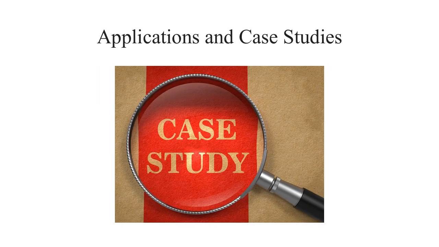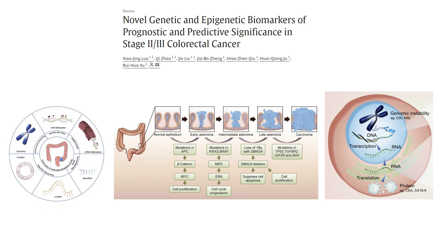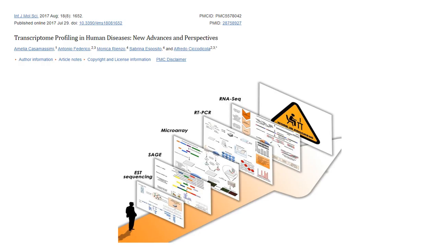Applications and case studies. Cancer epigenomics. Epigenomic studies have revealed that changes in DNA methylation and histone modifications are key drivers of cancer development. Bioinformatics tools are essential for analyzing these epigenetic changes and identifying potential biomarkers for early detection or targeted therapies.